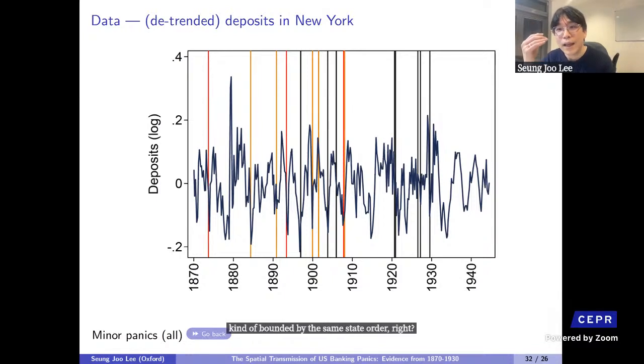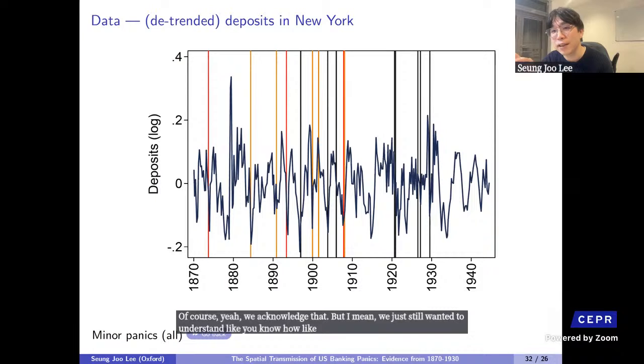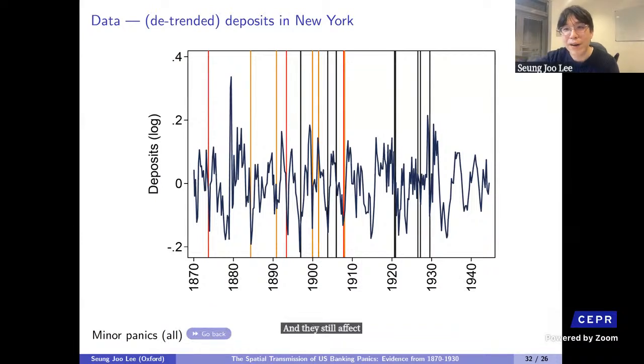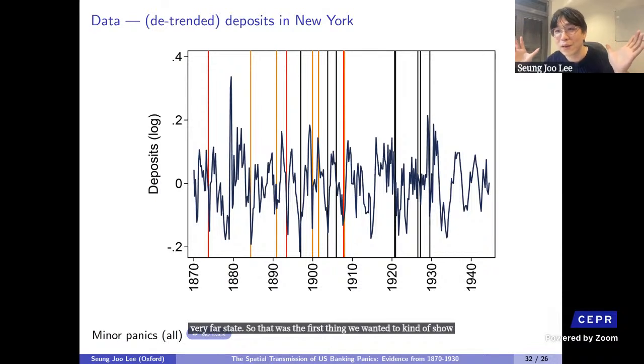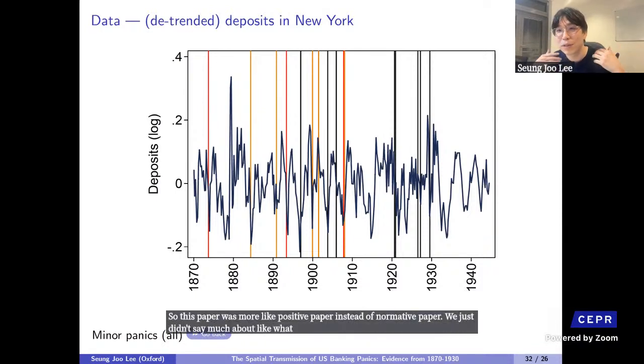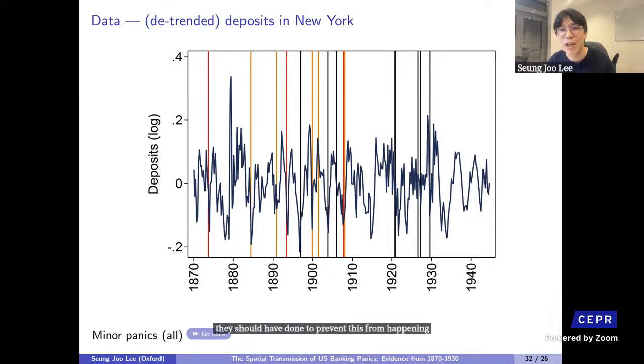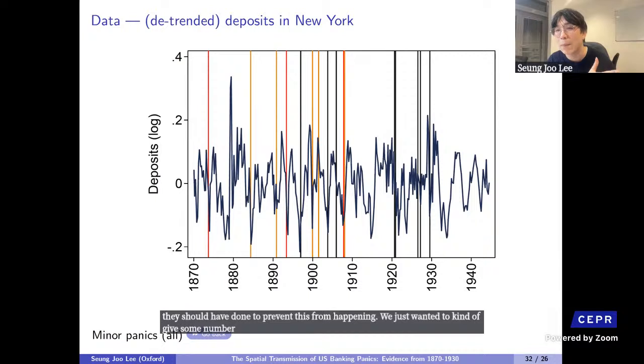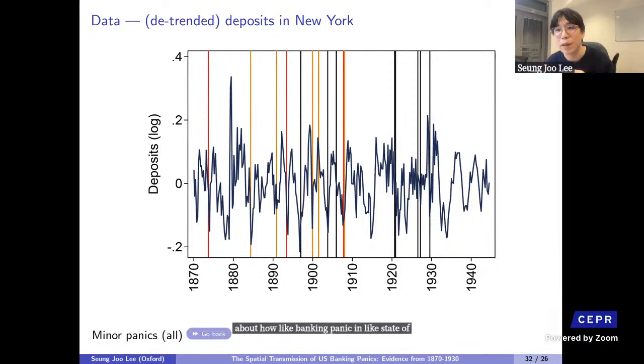So of course, we acknowledge that, but we still wanted to understand how, of course, each state has their own jurisdiction in the United States at the time, and they still affect very far states. So that was the first thing we wanted to show in a positive way. This paper was more a positive paper instead of a normative paper. We just didn't say much about what they should have done to prevent this from happening. We just wanted to give some numbers about how a banking panic in the state of Maine affects the state of Illinois, right? So that's the first answer I can give you.